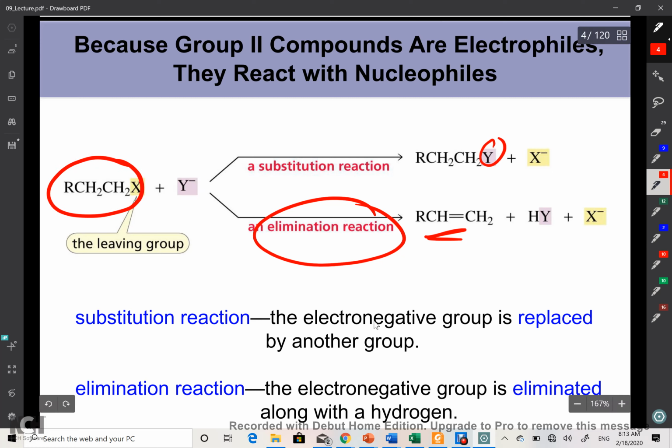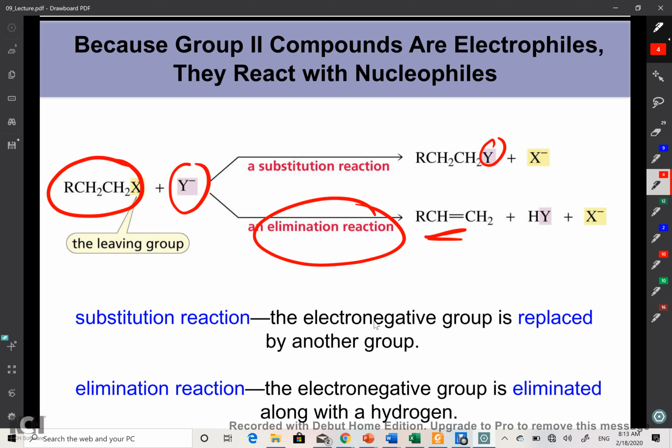The same molecule, look at it very well. The same molecule with the same nucleophile can undergo two things, either substitution or elimination. It means that substitution and elimination are in competition. Does that make sense? And so one of our duties now is to find out who wins the competition. What condition will favor one or the other?